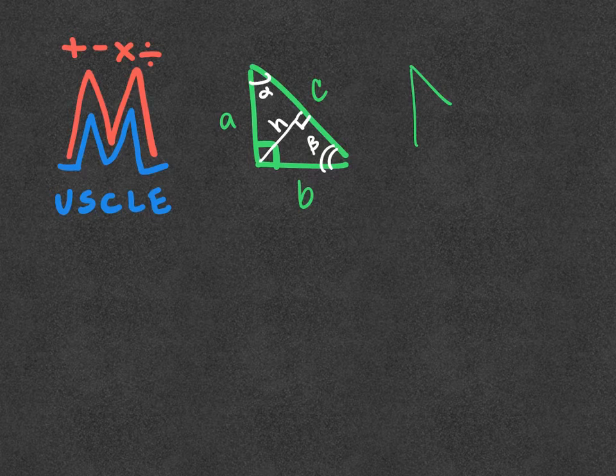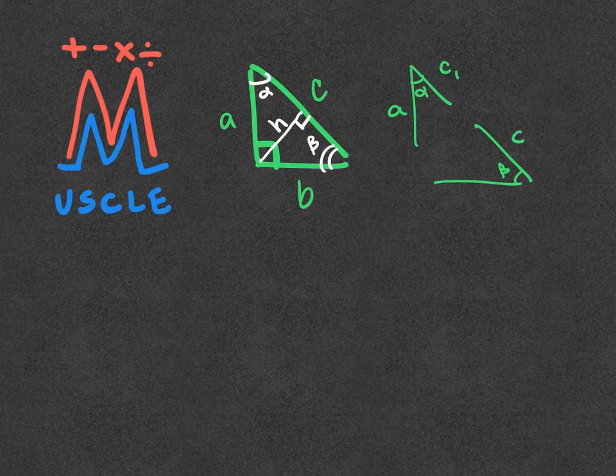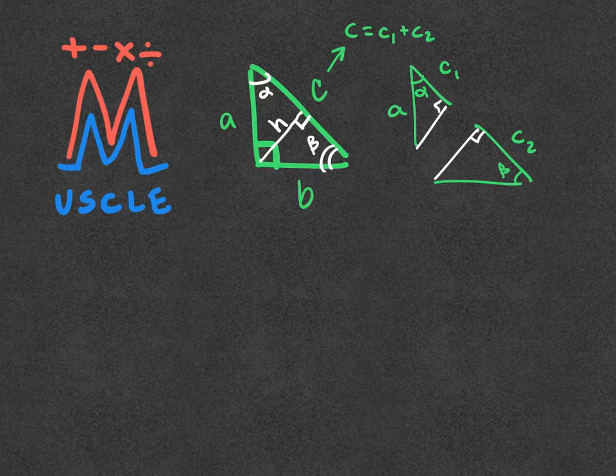Here's the angle beta, here's the angle alpha, here's side a. This side I'm going to call c1, and this side I'm going to call c2. What I've done basically is taken c and created two sides such that their sum equals c, c1 and c2. Then I'm going to connect these with h, so they share that side length.